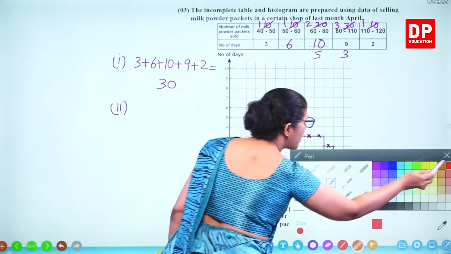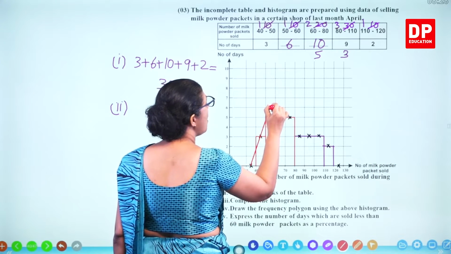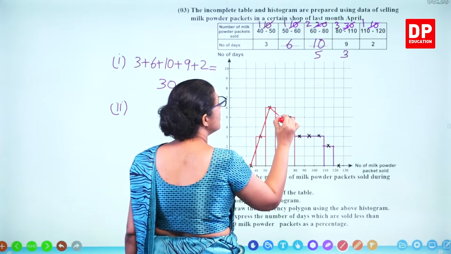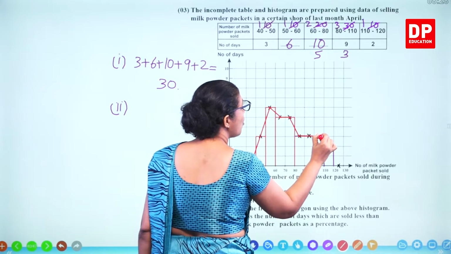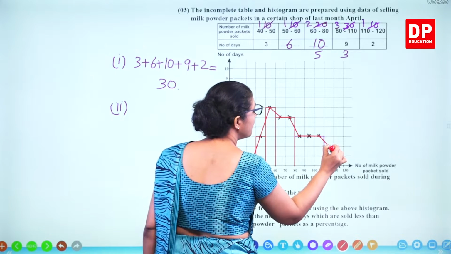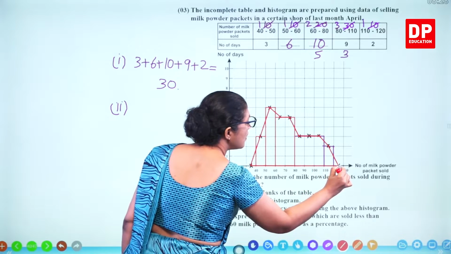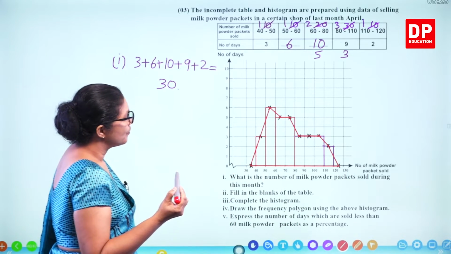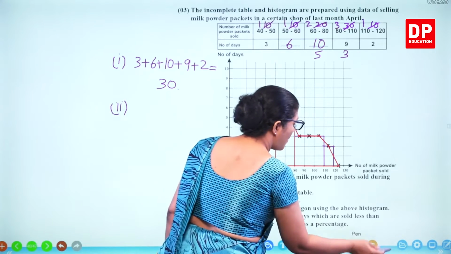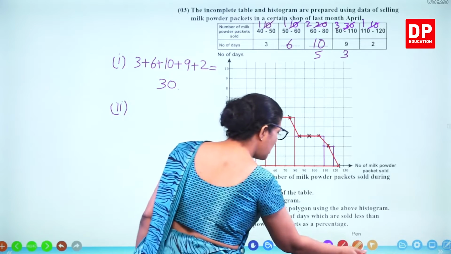I'll use a different color, here to here, this one, and then connect all the midpoints, and then this full line as well. So you have to complete the polygon. So you get marks for that. Then there's another question to answer.